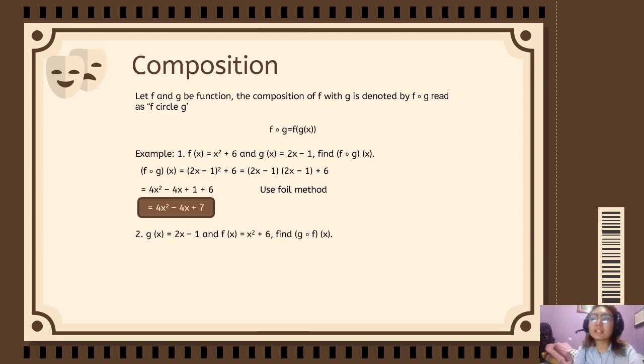Pangalawa tayo. G of x is equal to 2x minus 1 and f of x is equal to x squared plus 6. Find g circle f of x. Sinubstitute natin siya dito sa x. So, ito na yung magiging layout niya: 2 open parenthesis, x squared plus 6, close parenthesis, minus 1.